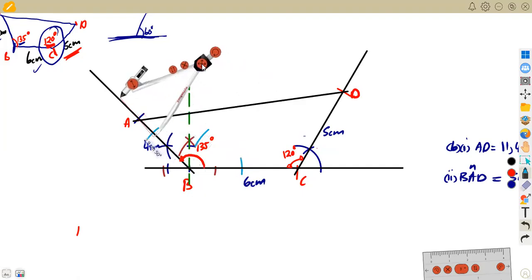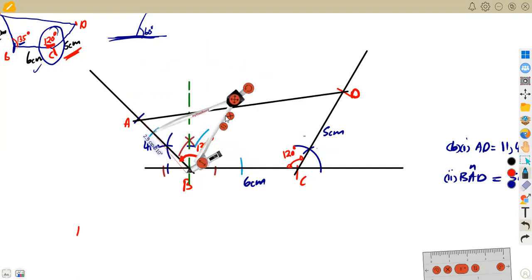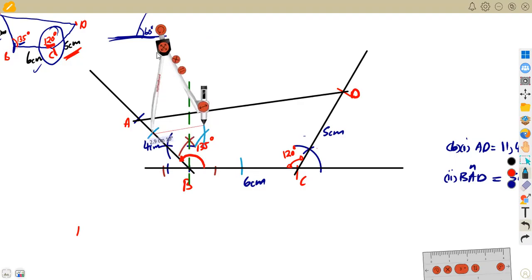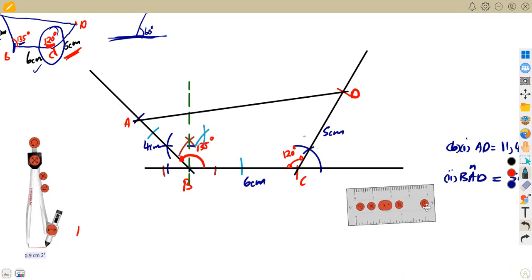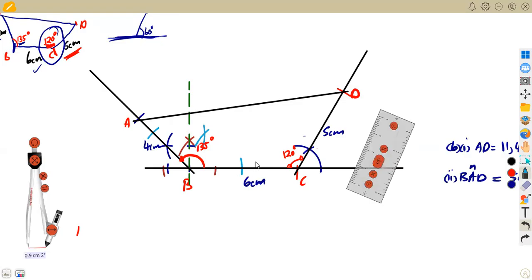We do the same thing from this point without changing the distance, all right? Where you expect your bisector to be, you join. If you mark an arc like this, you're going to see that these two arcs meet at a certain point. Where these two arcs meet, that's where we are going to join from. So be very careful on your bisection. How you bisect an angle is very, very important.